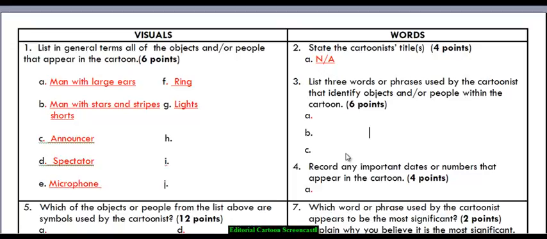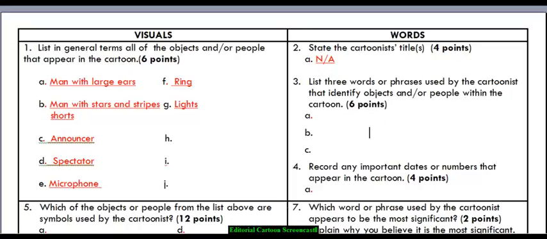Now in the case of this cartoon, as we'll see in a little bit, we'll be able to fill in each of these 3 spaces. Now some of you may be asking, well, what if there's only one word? Then you are only responsible for putting that one word down as long as it identifies an object or person in the cartoon. Some of you might also be asking yourselves, what if there's 6 different words or phrases that identify objects or people? Once again, you're only responsible for filling in each of the 3 spaces here if applicable.